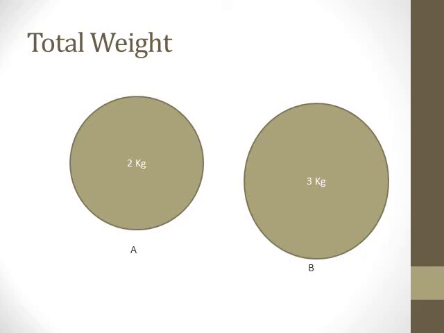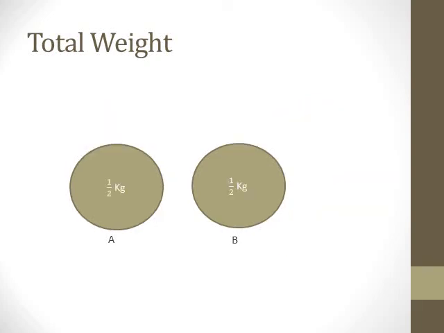And if I change the values here, and instead of 2 I make it 4, and instead of 3 I make it 5, and I ask you again the same question, tell me the total weight, so you will again add it. 4 plus 5, it will be 9. So you will say the total weight when object A is 4 and object B is 5 will be 9 kg. I hope you understand it.